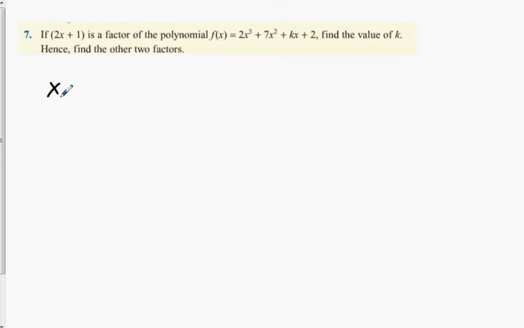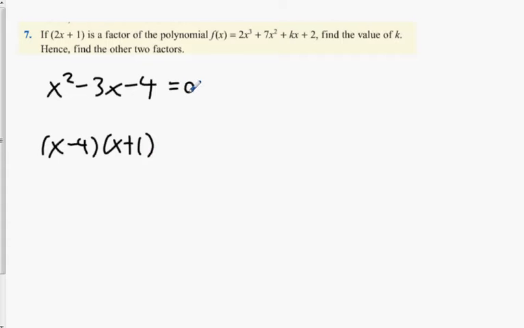Remember we said earlier on that x squared minus 3x minus 4 is an example of a quadratic. And we said that x minus 4 and x plus 1 are solutions to this, yeah? Now I could prove this two ways. I could divide x minus 4 into x squared minus 3x minus 4. Everybody happy enough with that?